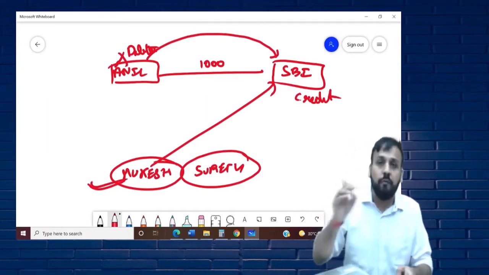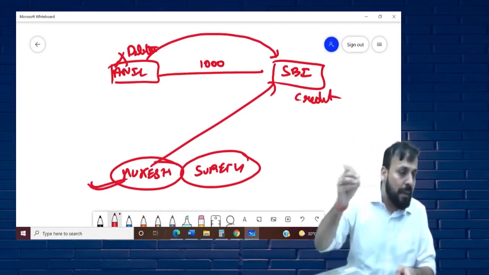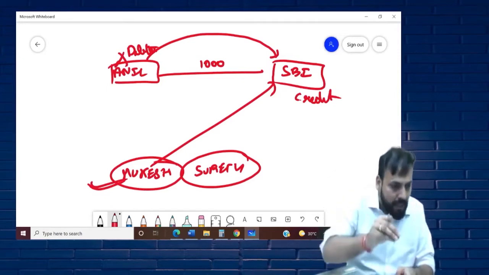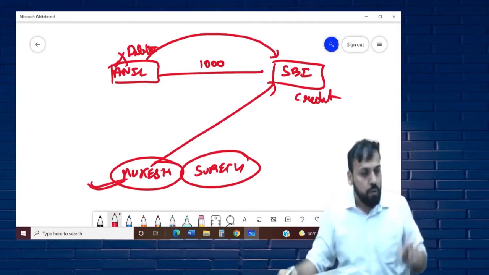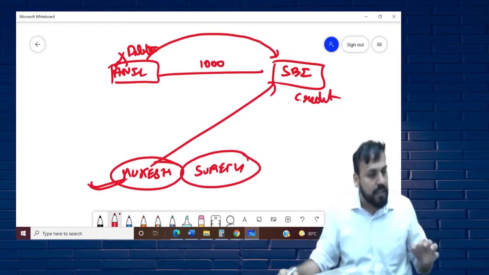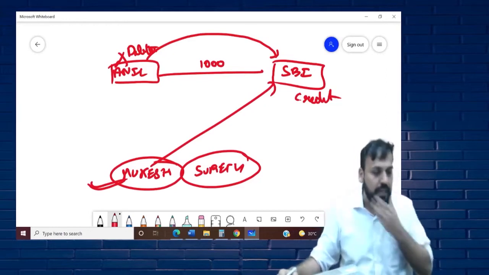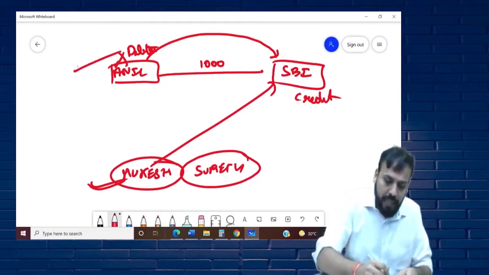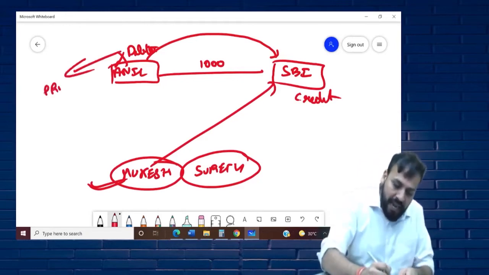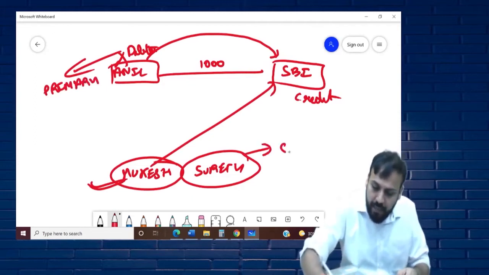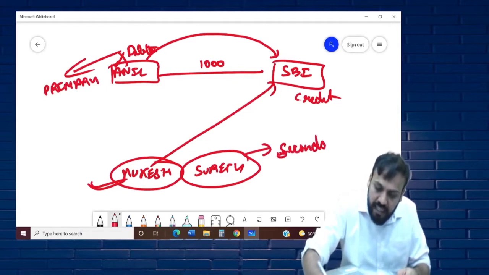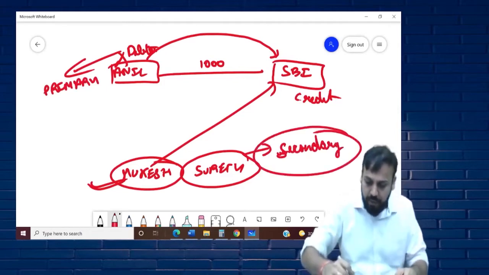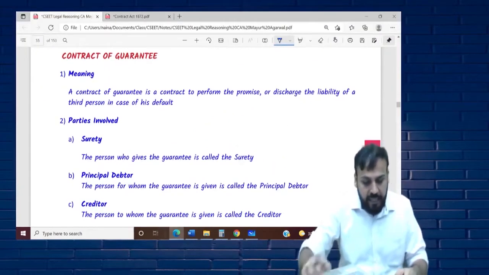So who is primarily liable? Is it the debtor or the surety? Friends, tell me. It is the debtor who is first liable, primarily liable, and if the debtor defaults, then only the surety is liable. It is secondary liability. Do you understand this? So that is a guarantee contract.